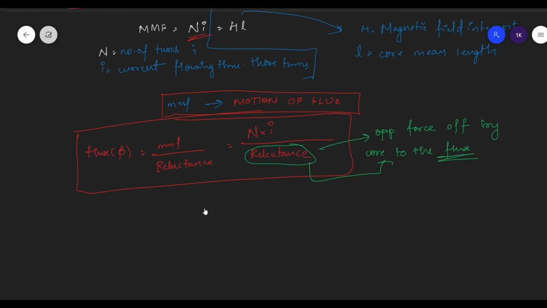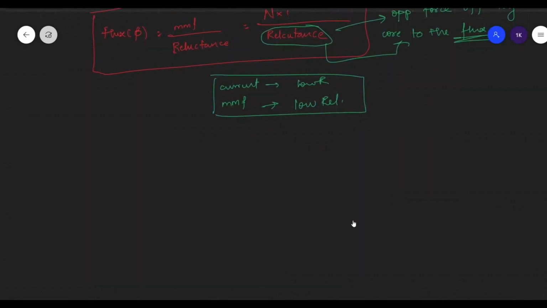As current always chooses the low resistance path, MMF also chooses the low reluctance path for its movement. These are the comparisons you need to understand between current and the MMF. So reluctance is the property which opposes the flow of flux.